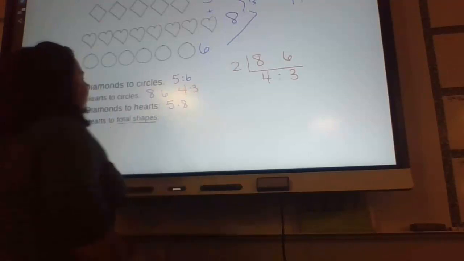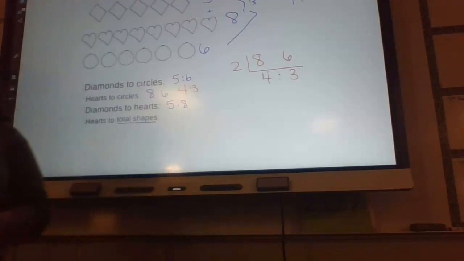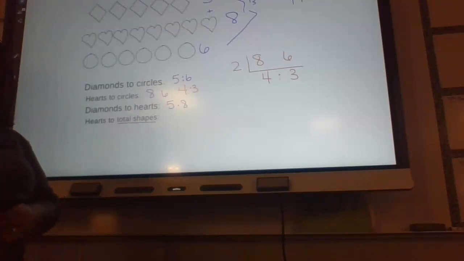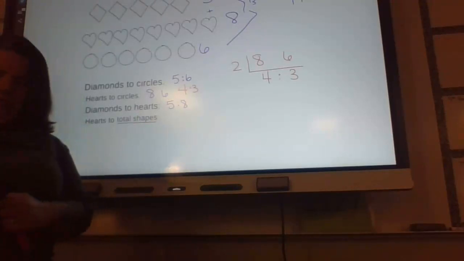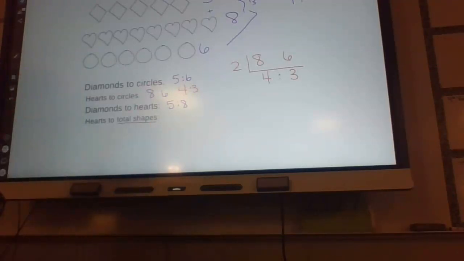Okay, are both of these numbers divisible by 2? Nope. Are they divisible by 3? So if I start with my 5, if I divide 5 by 3, does it come out even? If I put 5 divided by 3 in my calculator, does it come out without a decimal? No. Okay, so they're not divisible by 3.